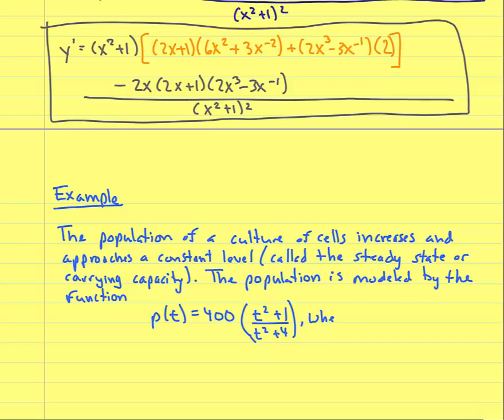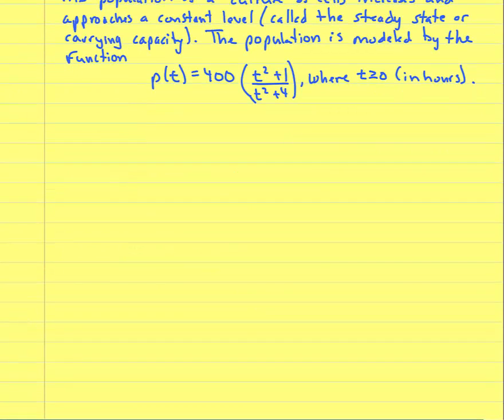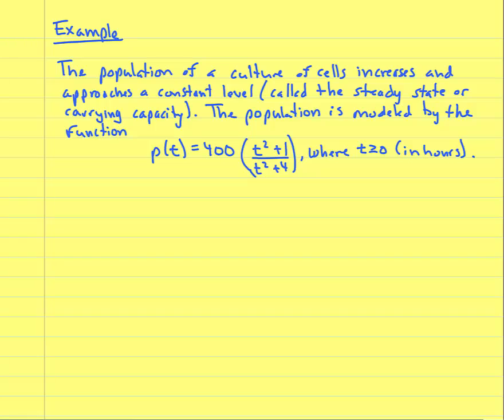And of course this can only be true where t is greater than or equal to 0, because it's measured in hours. So time is in hours, so we can't have negative time. So this is my function, my p of t.